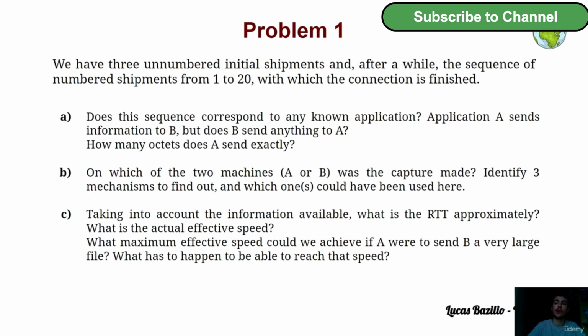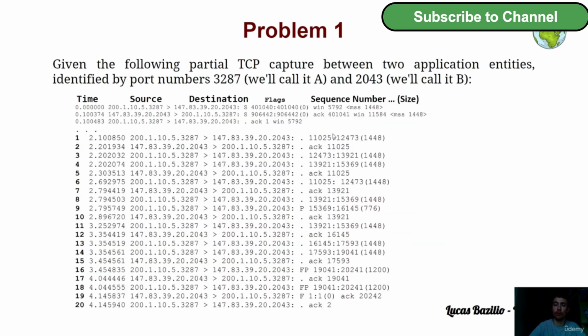Before continuing to answer this question, first let's analyze this capture. At the very beginning, we see the TCP establishment. This is the process of the three-way handshake, remember? And which application begins? The application that begins is the one with port 3287, which is application A. So it is application A that begins the communication.